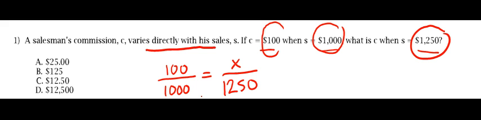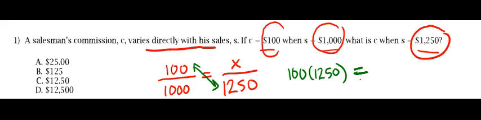This is a proportion. It's a fraction equal to a fraction. And so all you do to solve this is I call it corners equals corners. It's what I say. Corners equals corners means you take the corner times the corner. So I take 100 times 1,250. And equals, so corners equals 1,000 times x, 1,000x.